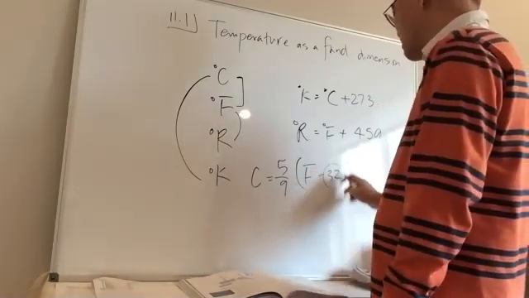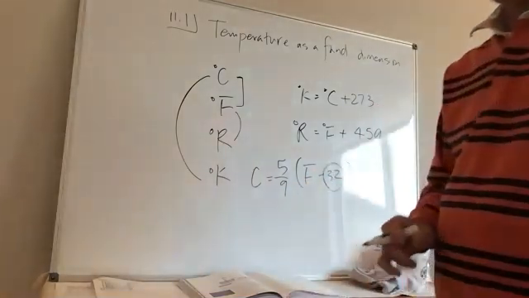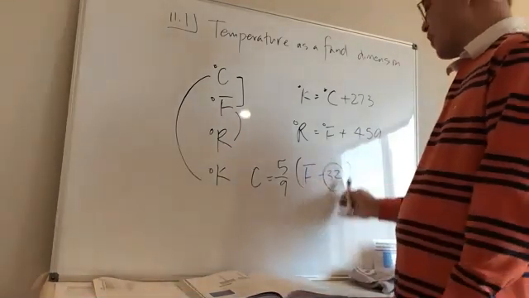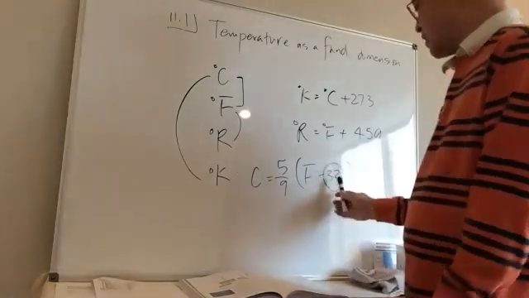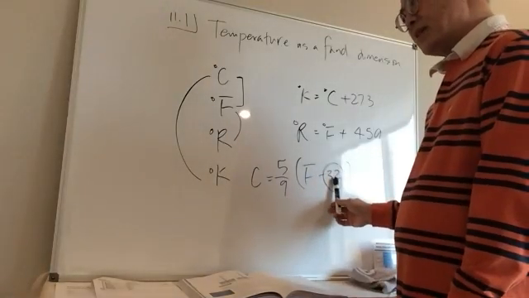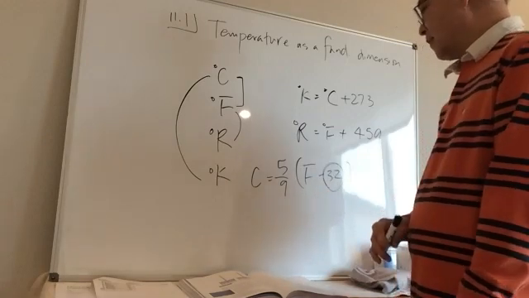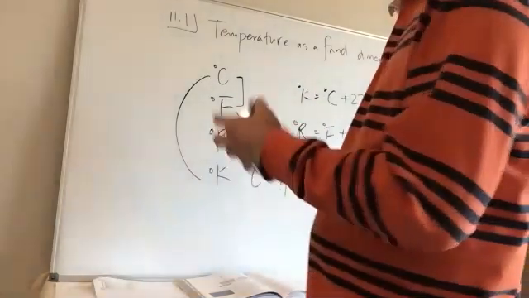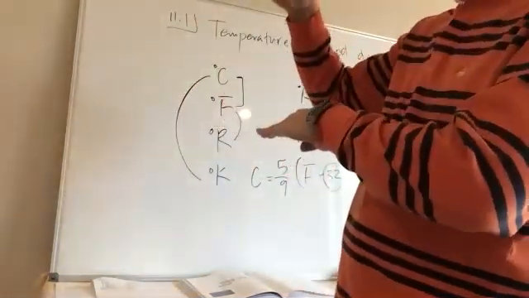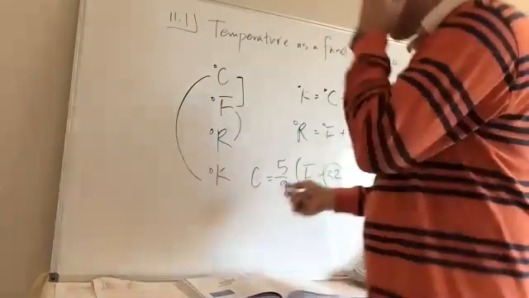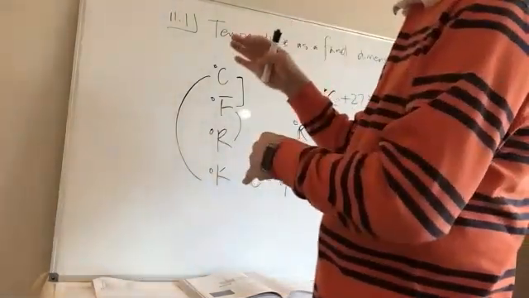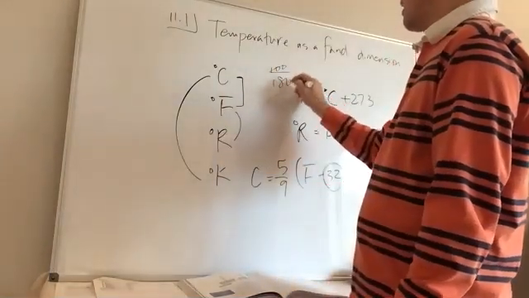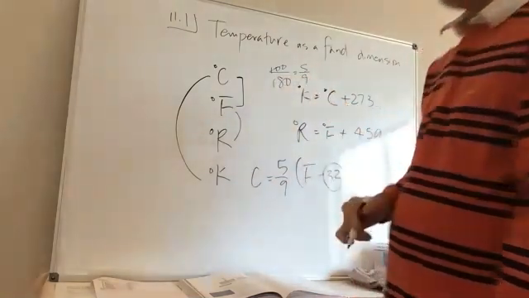What is the significance of the 32? Anybody? Water freezes at Fahrenheit 32, right? Good. So this is the freezing point of water. The 5/9 is the ratio between the scales. In Celsius you have 100 degrees between melting and boiling, whereas in Fahrenheit you have 180. So this is basically 100 over 180, which is 5/9. That's where that 5/9 comes from.